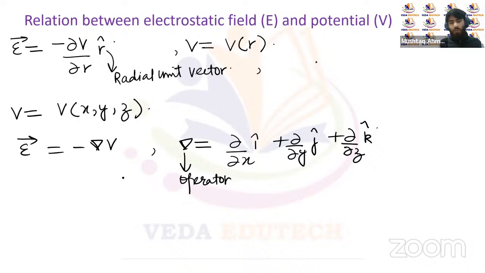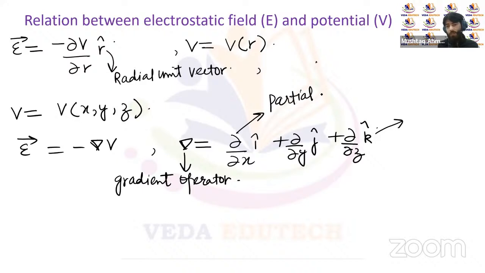And particularly we call it the gradient operator, correct? This is the gradient operator in a Cartesian system: del upon del x i cap plus del upon del y j cap plus del upon del z k cap. These are partial derivatives, not total derivatives, correct?